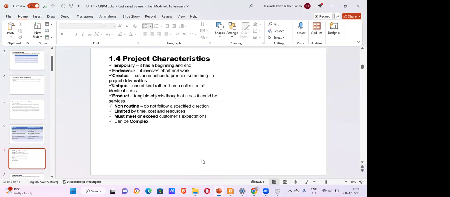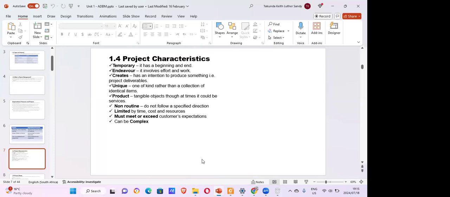A project is an endeavor. This is another characteristic of what a project is. We are saying it is an endeavor because it involves effort and work, all right? We are saying a project is unique. Why? Because this car, when it was made in the beginning, it was one of its kind. There was nothing like that before. It's something that they set down and came up with, all right? So a project is unique.